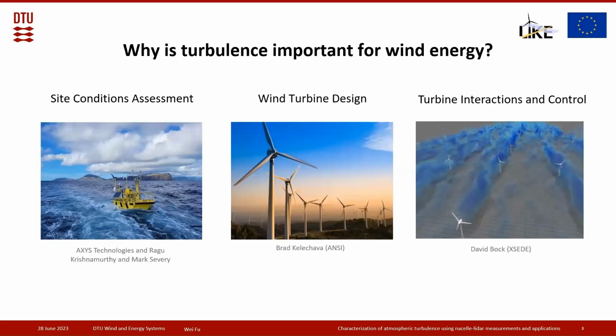In the wind energy context, why is turbulence important for wind energy? I would say turbulence is important for different applications. Before we deploy a wind turbine at the site, we need to first assess the site conditions, if the wind condition is suitable. And second, in the wind turbine design phase, we need accurate turbulence information to define a good power curve, and also to calculate how much material we need to construct the wind turbine.